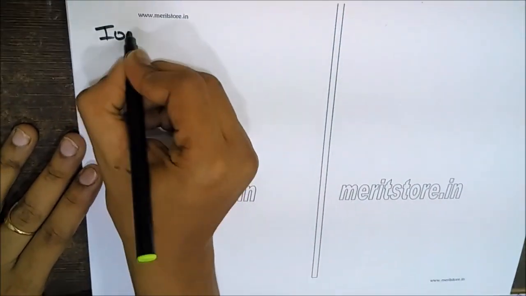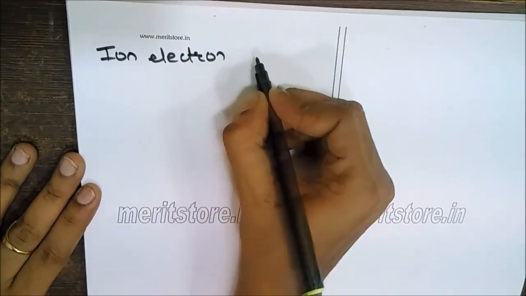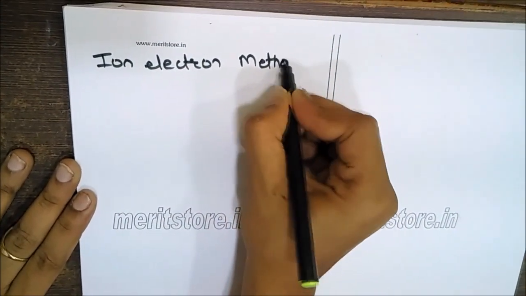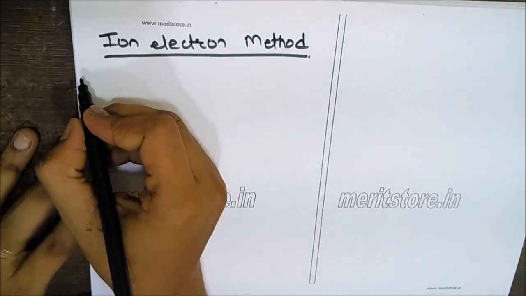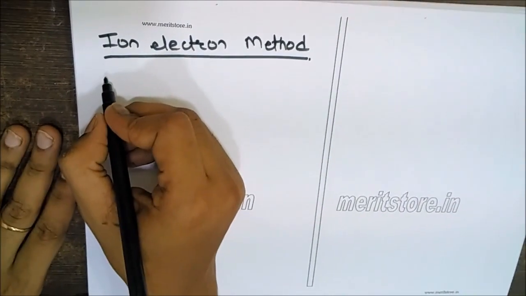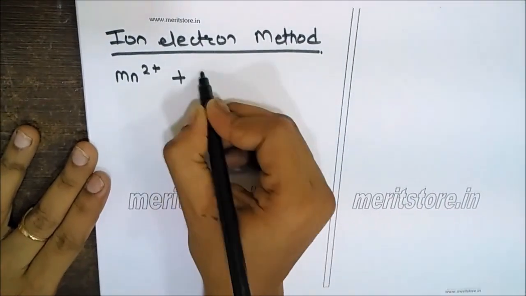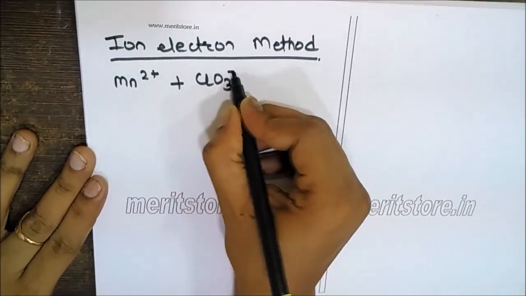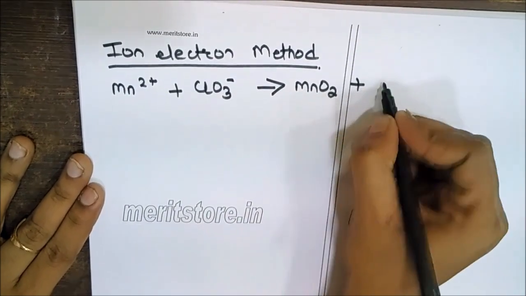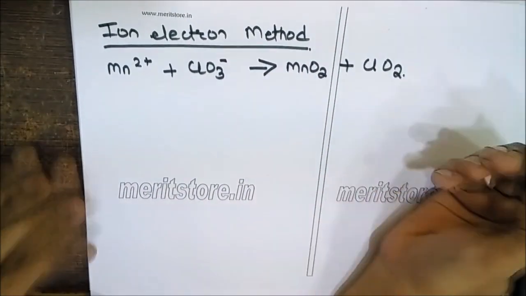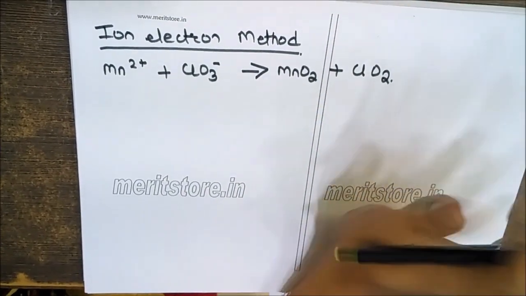So now we are going to learn how to balance the redox reaction by the ion electron method. Okay, let's take an example. You would be given this reaction. So this reaction is Mn2 plus plus ClO3 minus forming MnO2 plus ClO2. Now while following this method, you have to recollect the rules which were given.